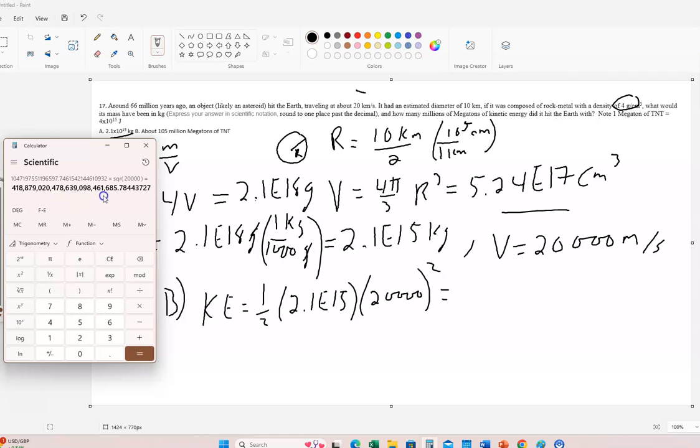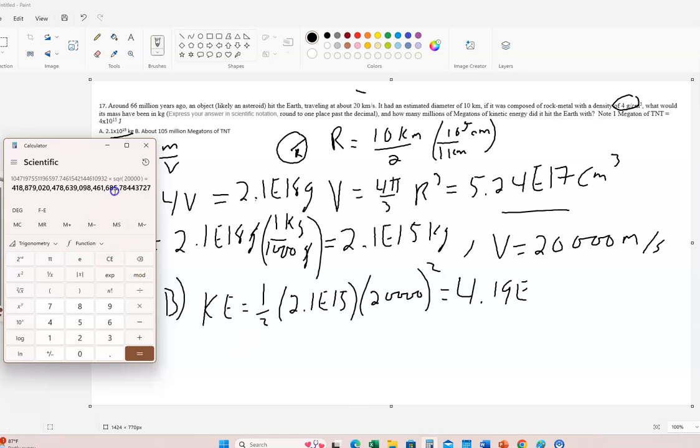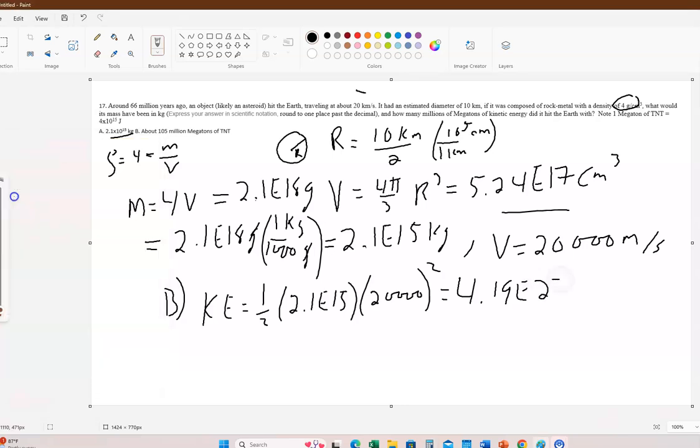I'm going to say 4.19 just to make our lives simpler. 4.19 times 10 to the what? Well, we got to figure that out, and that's just counting the decimals. There's 6 of them, there's another 6, so I'm up to 12, 15, 18, 21, 22, 23. So 4.19 times 10 to the 23rd joules.